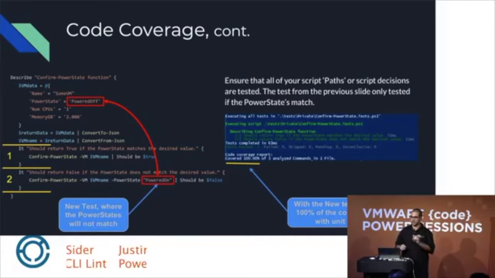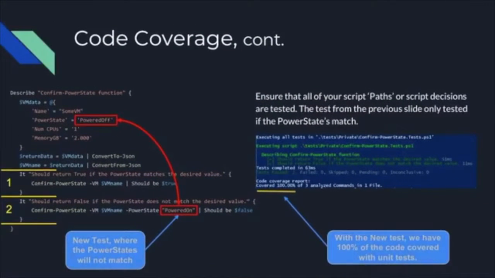Based on my fake object where the power state is off, I run the same command passing in the parameter that the power state should be powered on. They don't match, and I send the false back. So now I've tested all the lines in my code. Both tests passed, received the right values, and code coverage is 100%. Yay!